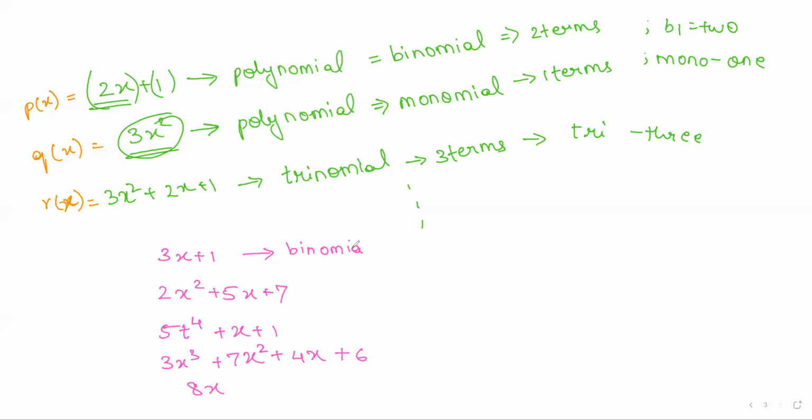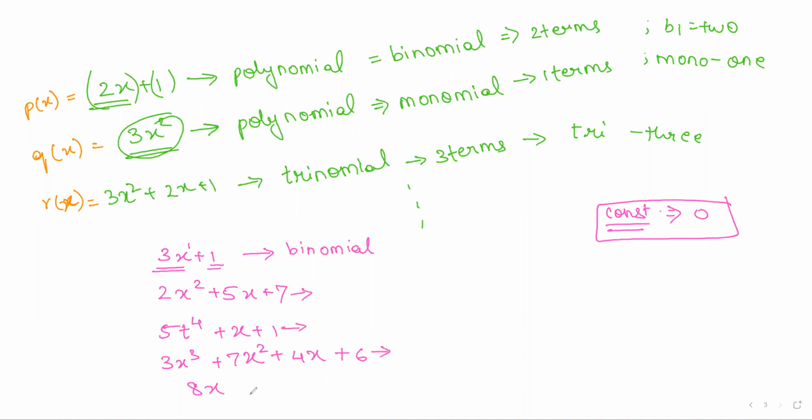Now, in this particular first term, the power of x is 1. The second is a constant term. So the power of the constant term will be 0. I'll explain to you in a while why for a constant term the power is 0. Let's understand this explanation first.